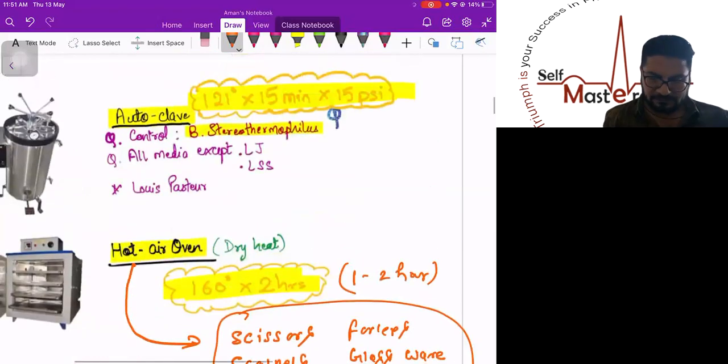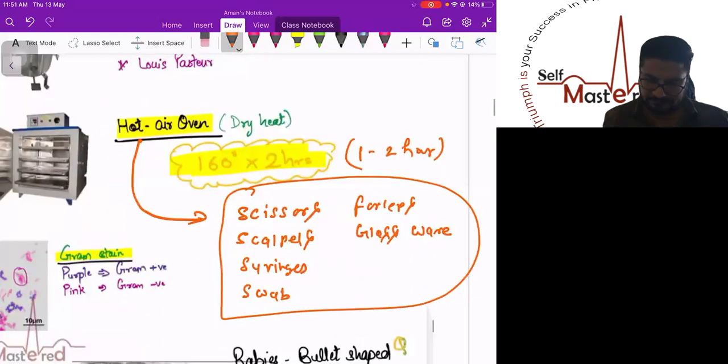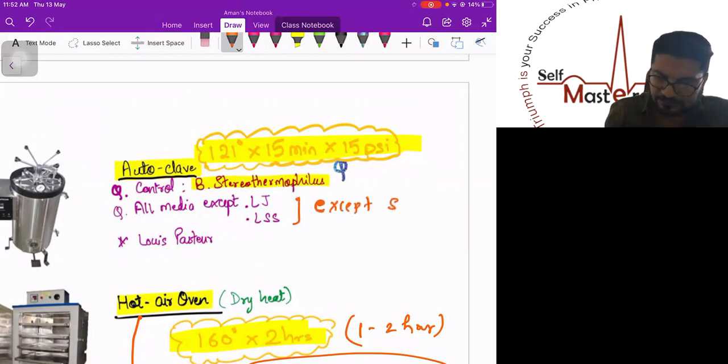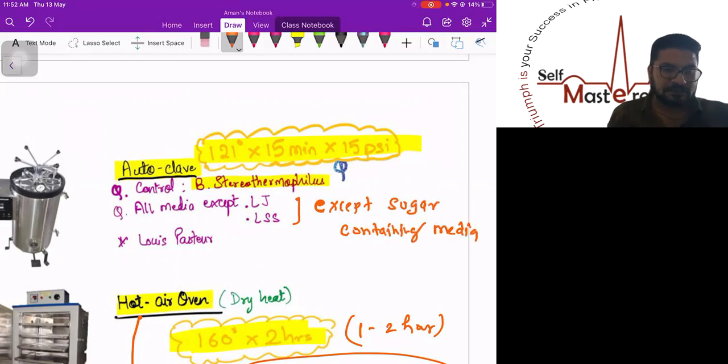If I compare this to the autoclave, in this autoclave the control that we use is Bacillus stearothermophilus. So you can sterilize all culture media with this except LJ and Loeffler's serum slope. So all culture media you can sterilize by this except sugar-containing media.